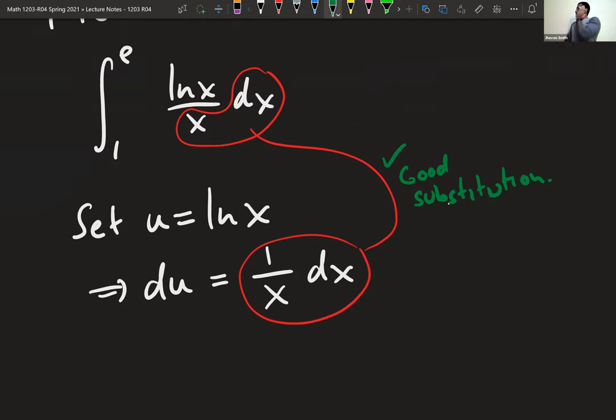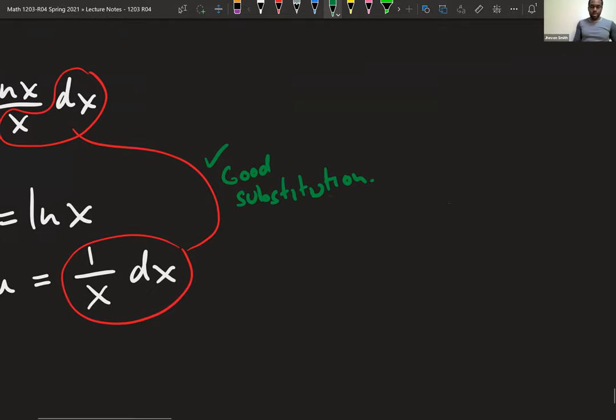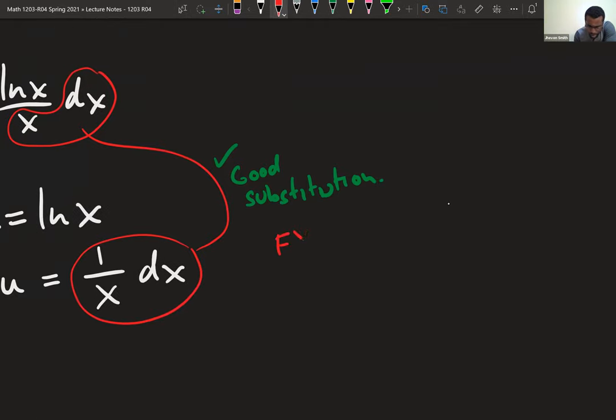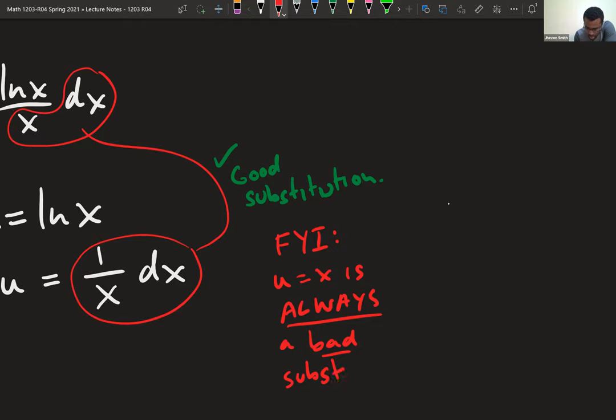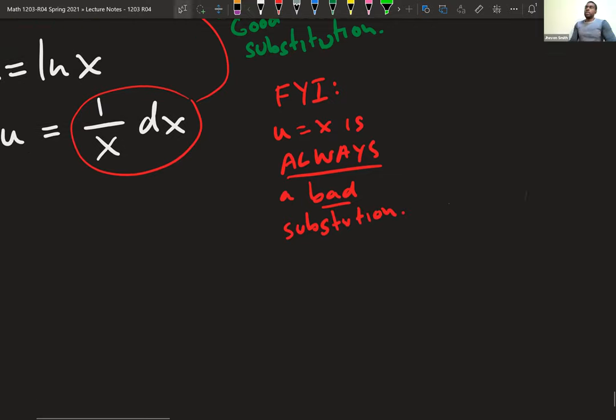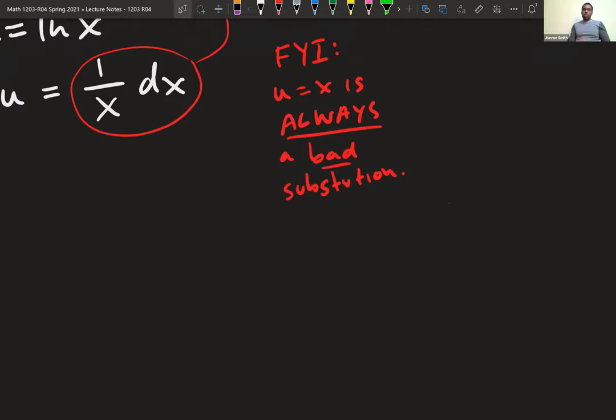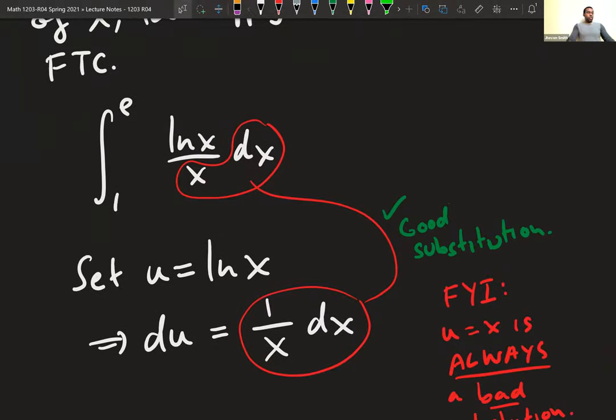Some people might think that the denominator was making it complicated, and so they might think of replacing, doing something like u equals x. However, I should probably take this opportunity to mention, FYI, u equals x is always a bad substitution. It would literally just change the variables to all u's and do nothing else for you. It'll look just as complicated as it did before, just with a new variable, right? You're just swapping all the x's with the u's. It's not going to really do anything, right? Does nothing. Okay, so you wouldn't do a substitution of u equals x no matter what.